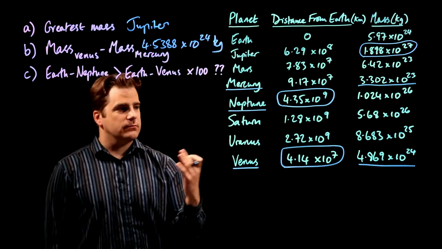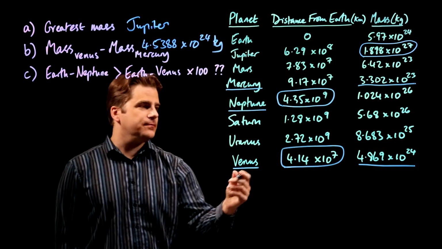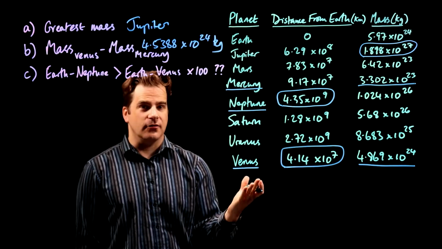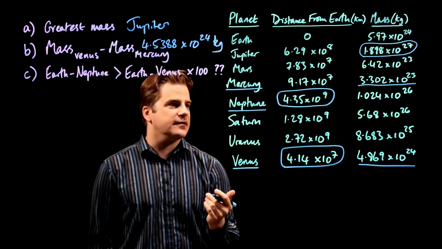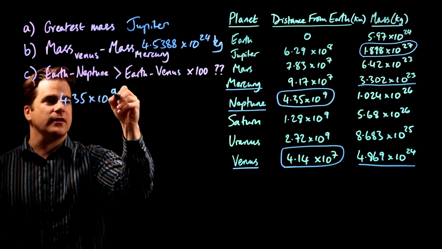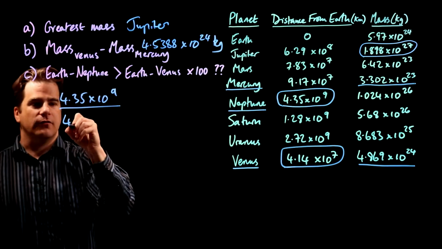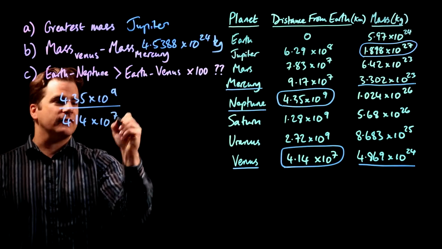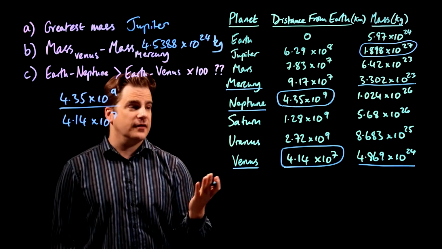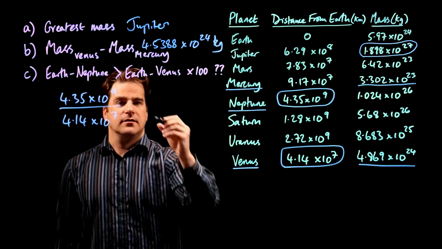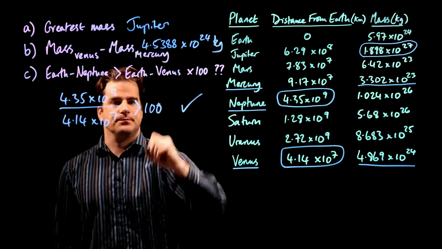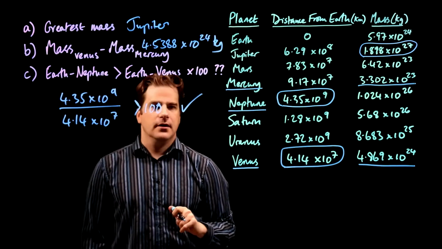Well, a few ways we can do this. First thing is to just divide that by that, and if it's bigger than 100, then yeah, the answer is yes. So you can just stick 4.35 times 10 to the 9, divide that by 4.14 times 10 to the 7, stick that in your calculator. Is it bigger than 100? Turns out it is. So yes, that is bigger than 100. Okay? It's about 105, I think.